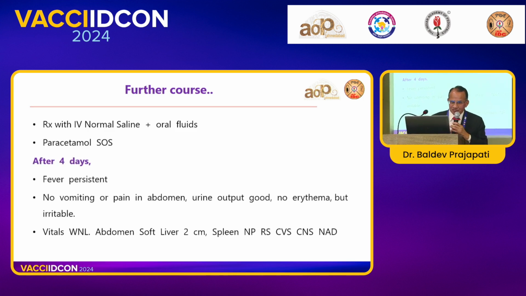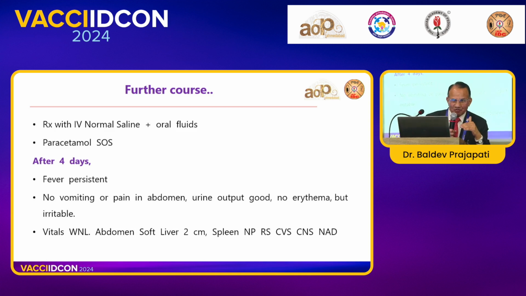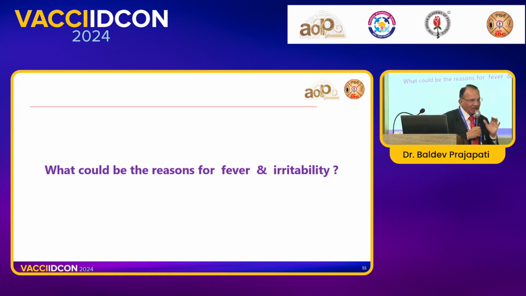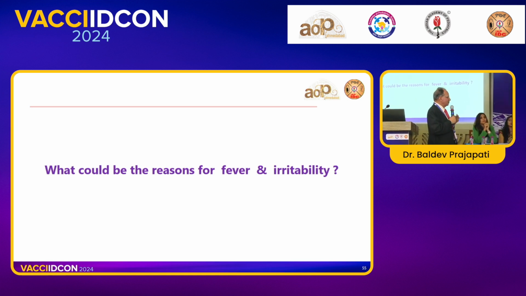But after 4 days, when we were planning to discharge, the child developed mild fever, not persistent, and now the fever increased. But there was no vomiting, no pain in abdomen, urine was good, no erythema, but the child was now irritable, which was not so at the time of the dengue. Vitals were normal, abdomen was soft, liver 2 centimeters, spleen not palpable, and no positive finding in other systems on examination. My question is, what could be the reasons for fever and irritability in a pakka diagnosed case of dengue even after the recovery? Yes, sir.